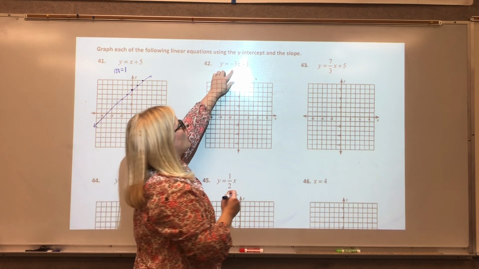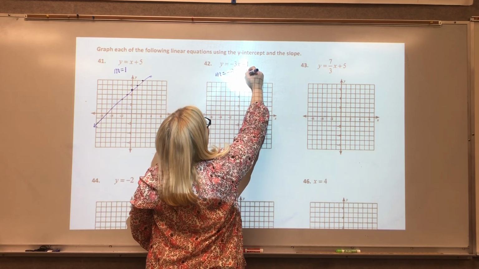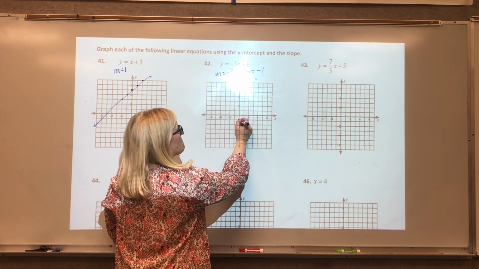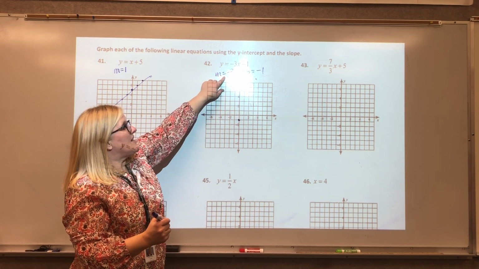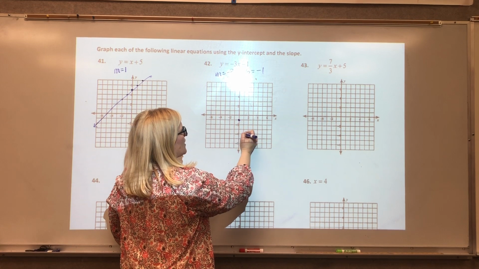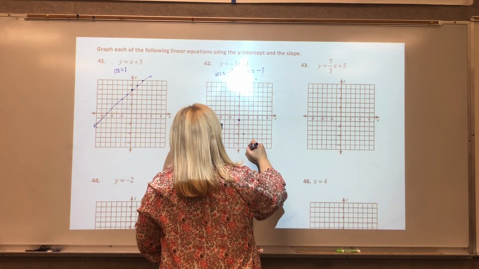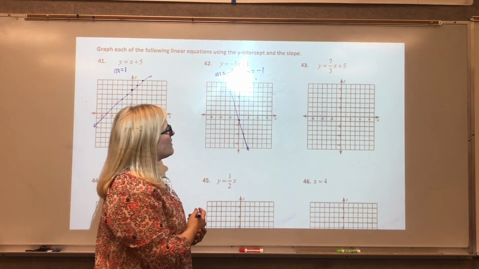Okay, here our slope is -3. Y-intercept is -1. So we're going to start at -1. And our slope, okay, we can put it over 1, negative 3 over 1. So I'm going to go down 3, 1, 2, 3, and over 1. And then that's going to go up like that.